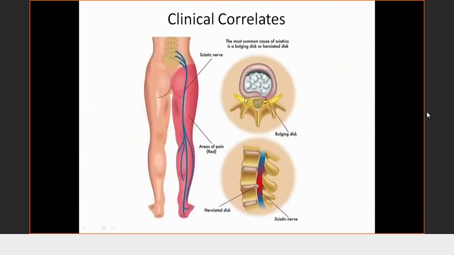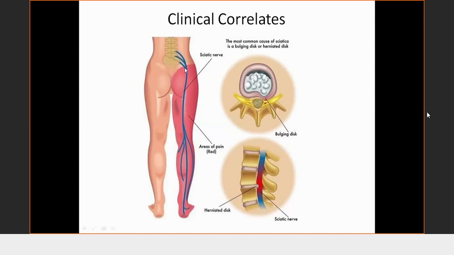here. Now you can see, if there is a bulge, then depending on where it is, the bulging disc is going to compress the cord behind, or part of the cord, or the spinal nerve which is going to come out. And this is one of the common causes of back pain.